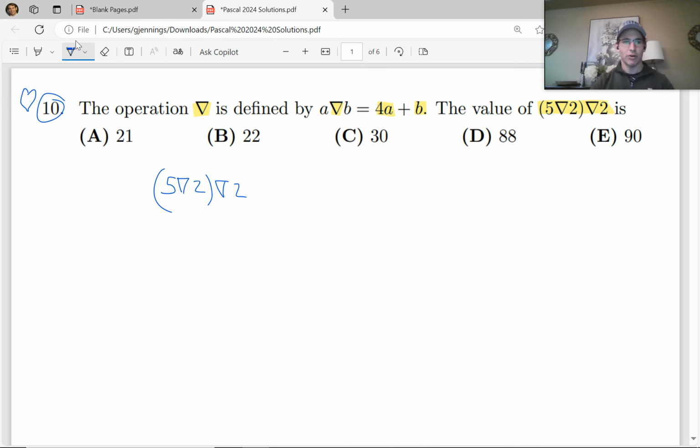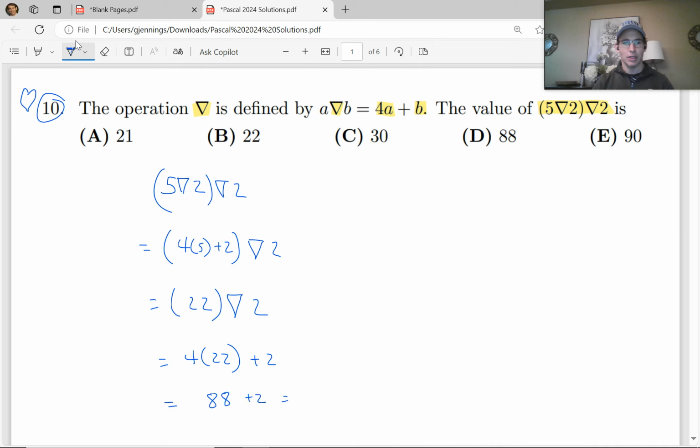Okay, so let's do 5 triangle 2. So that is equal to 4 times 5 plus 2. Okay, and then we're still going to triangle 2 that. All right, 4 times 5 plus 2 happens to be 22. And then we are 22 triangle 2. So that is the same thing as saying 4 times 22 plus 2. And 4 times 22 is 88 plus 2 equals 90.